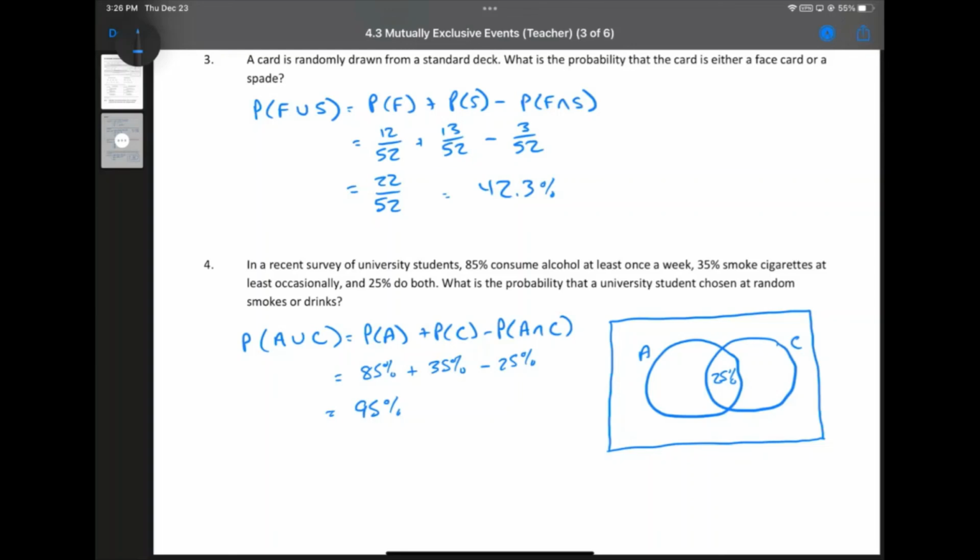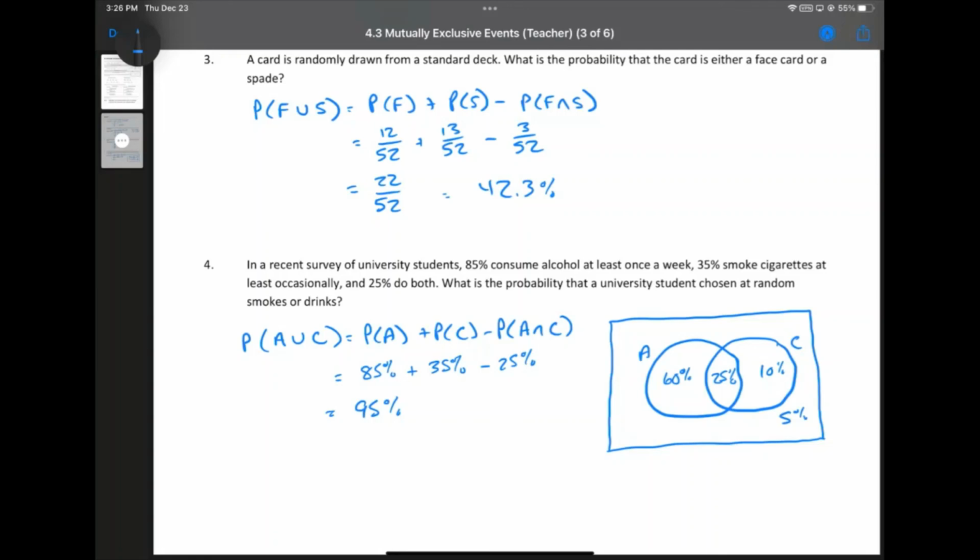85 are in the alcohol bubble, but we have to remember that there's already 25% inside the alcohol circle, so we only need 60% more on the outside. So that means that 60% of students do drink alcohol but don't smoke cigarettes ever. And then on the other side, we have 35% that do cigarettes. We already have 25 in there, so just 10 more. And if I add up the three of those, I get 60, 70, 85, 95%, and there's 5% on the outside.